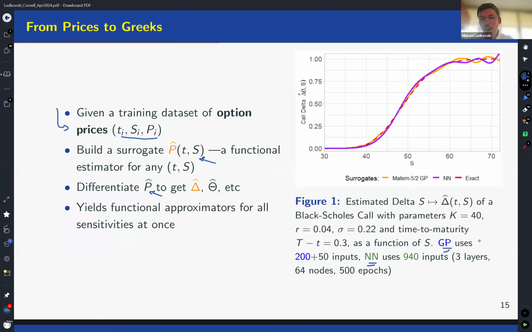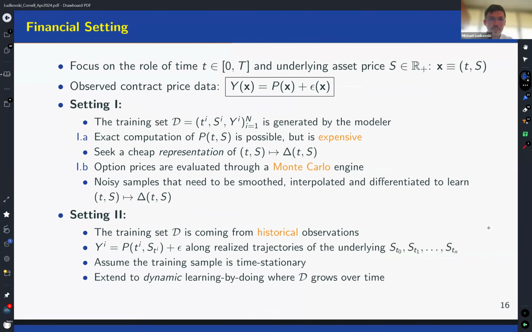This is a call option. This is actually the vanilla example of Black-Scholes, so it actually has a formula, but the red is the exact. The purple is the neural network, and the orange is the Gaussian process. And you can see they fit really well. And this is again the delta coming from training something for the price and taking derivatives.